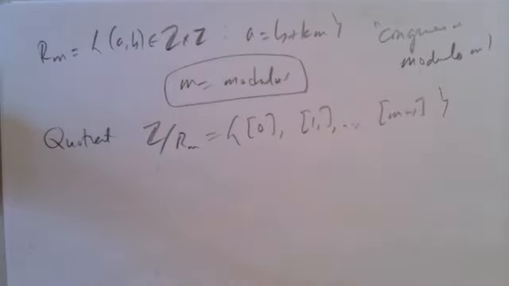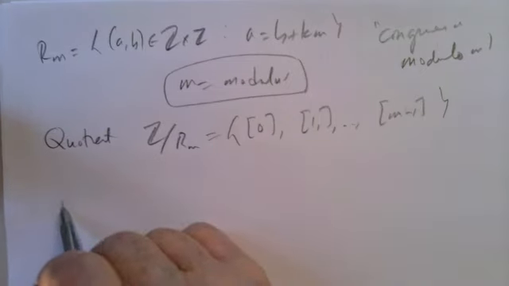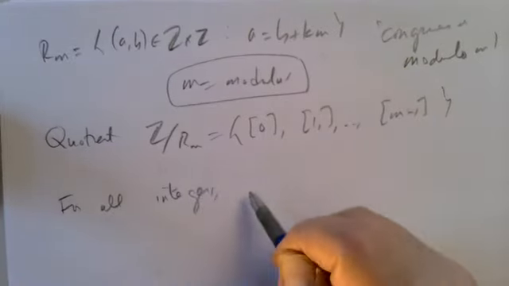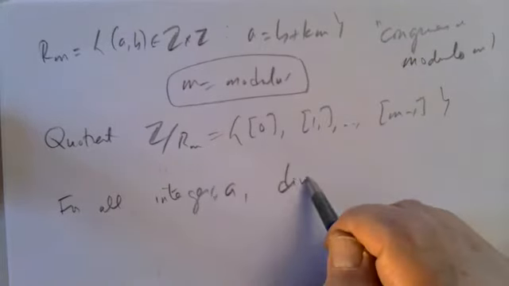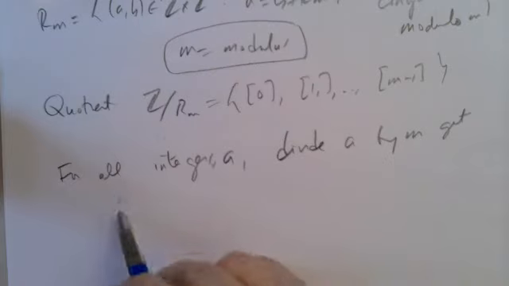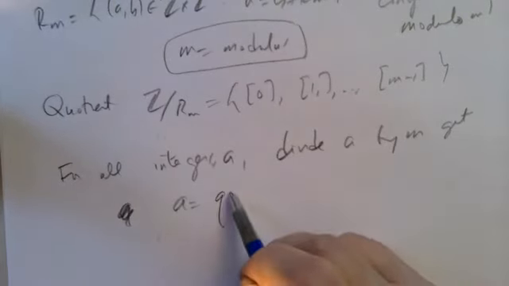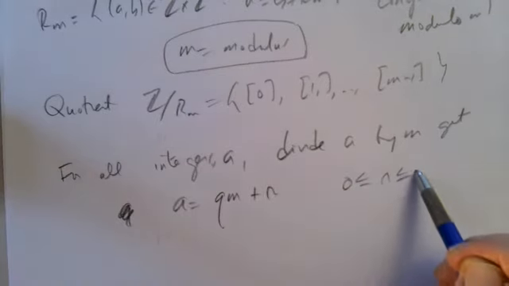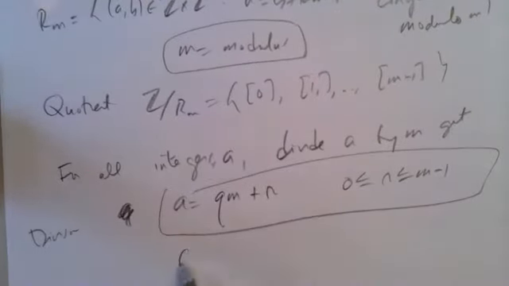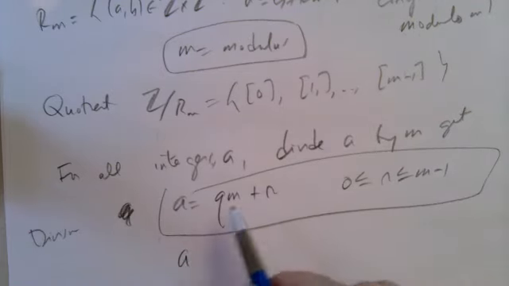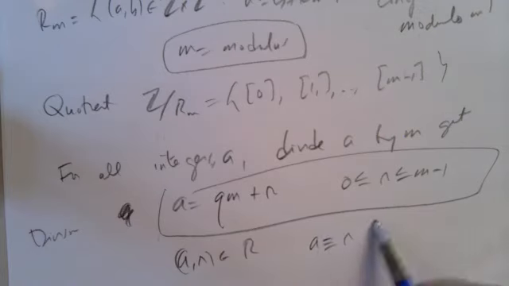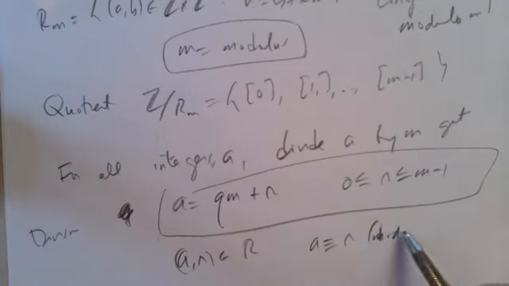And why is that? Because for all integers A, if we divide A by the modulus M, what do we get? This is long division. A is some quotient Q times M plus the remainder, and the remainder is between zero and M minus one. This is just long division. So A is R plus a multiple of M. A, R is in the relation, or A is congruent to R modulo M. That's the way we write this.